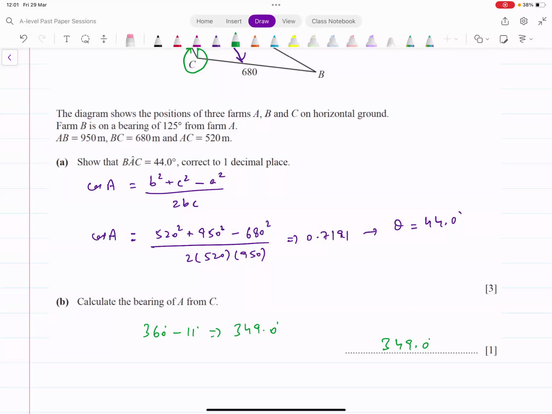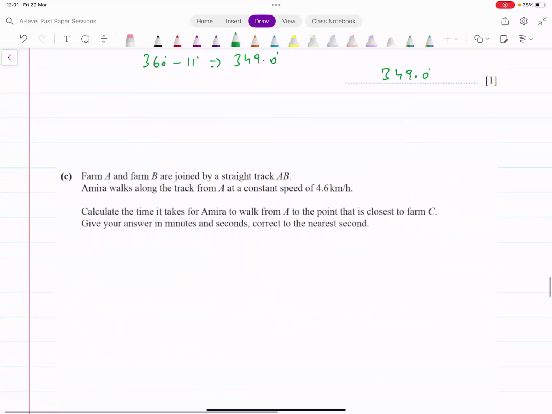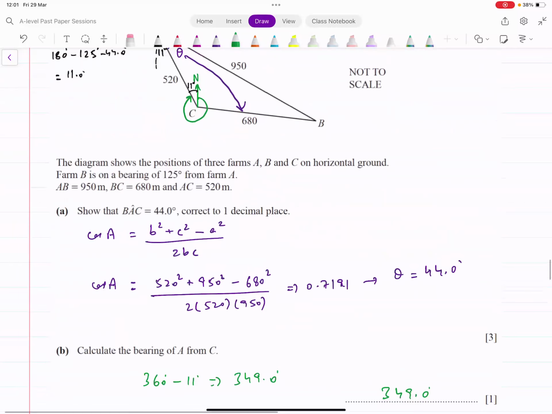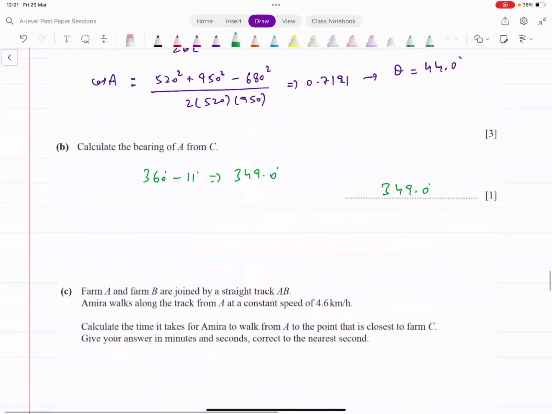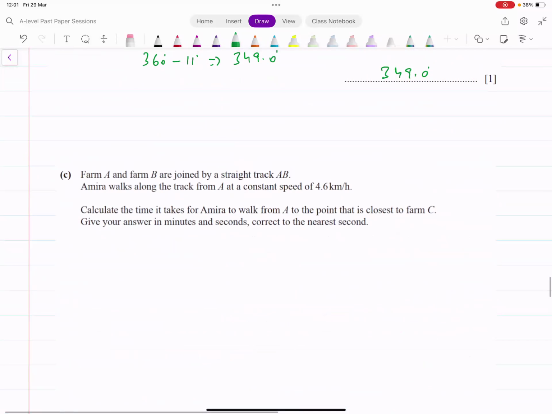Okay. Let's move on to the next one now. Now it says farm A and farm B are joined by a straight track AB. Amira walks along the track from A at a constant speed of 4.6 kilometers per hour. Calculate the time it takes for Amira to walk from A to the point that is closest to farm C.